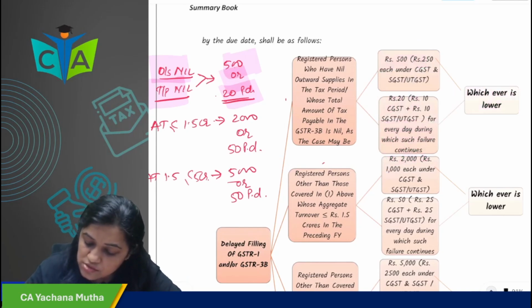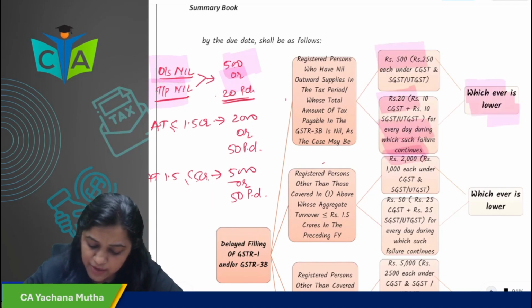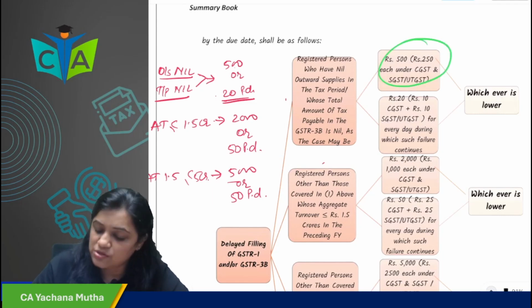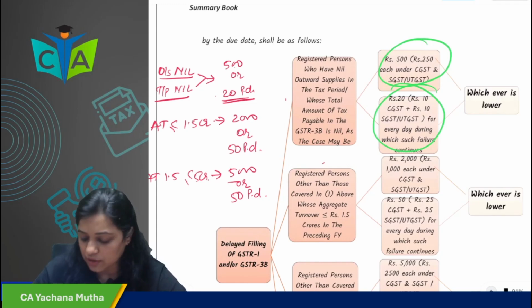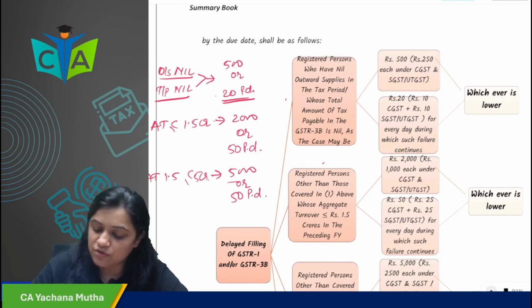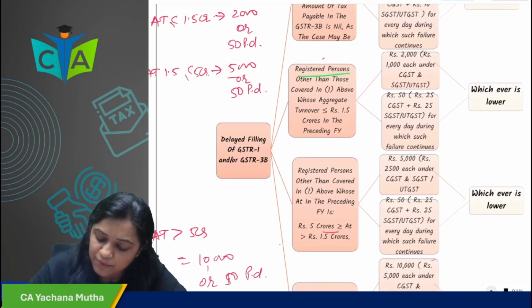Okay. So here, if you are a registered person, if your outward supply is nil or the tax payable is nil, either your outward supply is nil or your tax payable is nil, what would be the late fees? 500 rupees or 20 rupees per day during which such default continues, whichever is lower is the late fees.